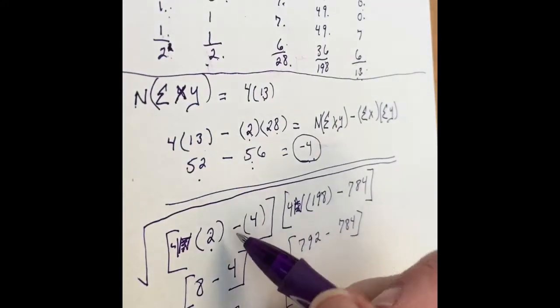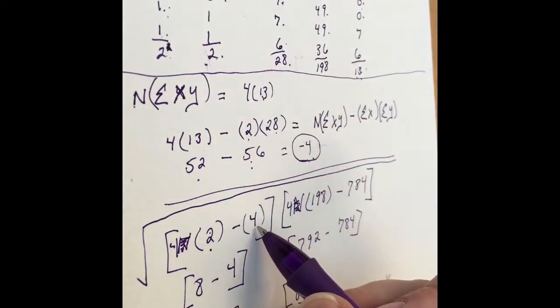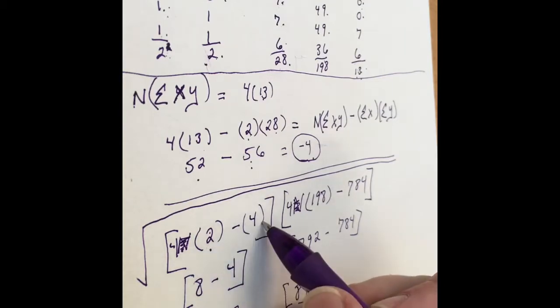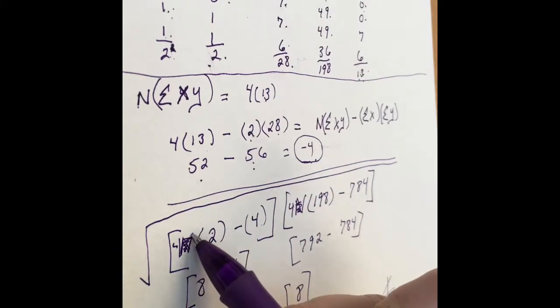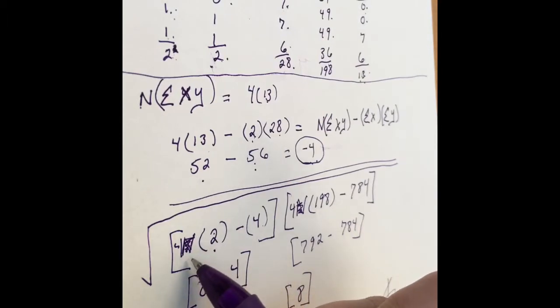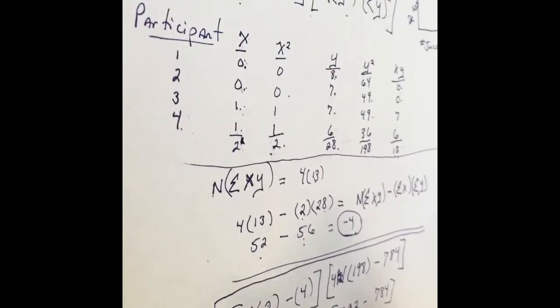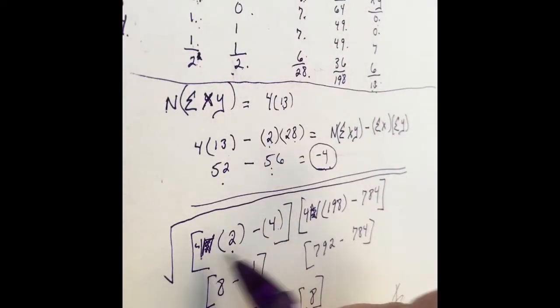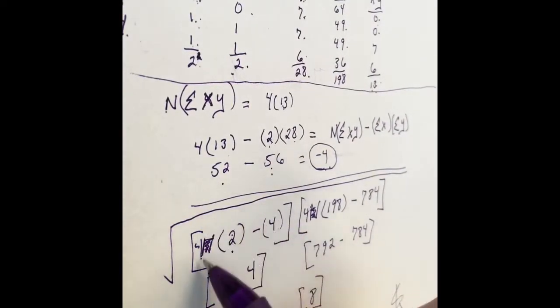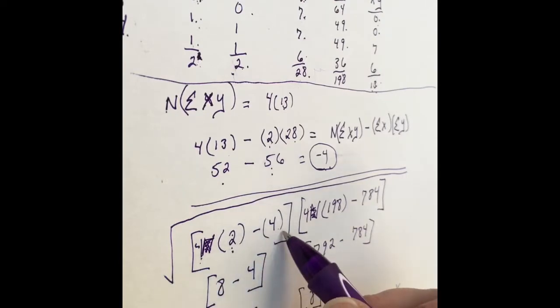All right, so we go here, and then we plug it in. So this is now 2 minus 4. They're in brackets because I had this n here. I crossed it out because n equals the number of participants, and remember, you have 4 of them. So I'm going to put 4 there. So now this whole bracket is 4 times 2 minus 4. All right, that's the x's.